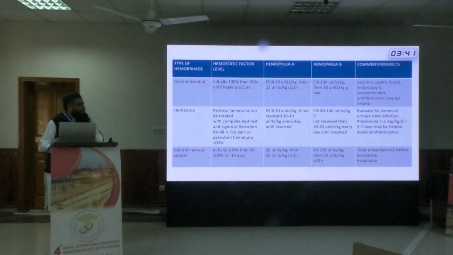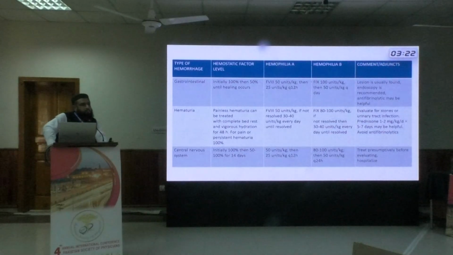But in persistent hematuria and painful hematuria, factor 8 and factor 9 should be given. There is a role of prednisolone 1 to 2 milligram per kg. Antifibrinolytics should be avoided because of renal clot formation.